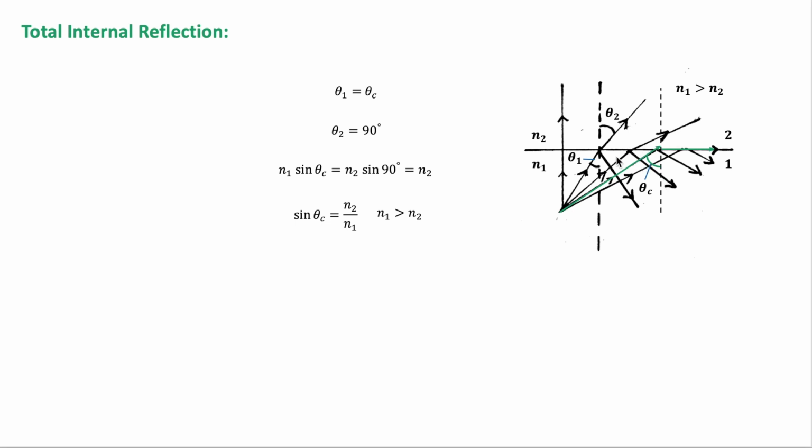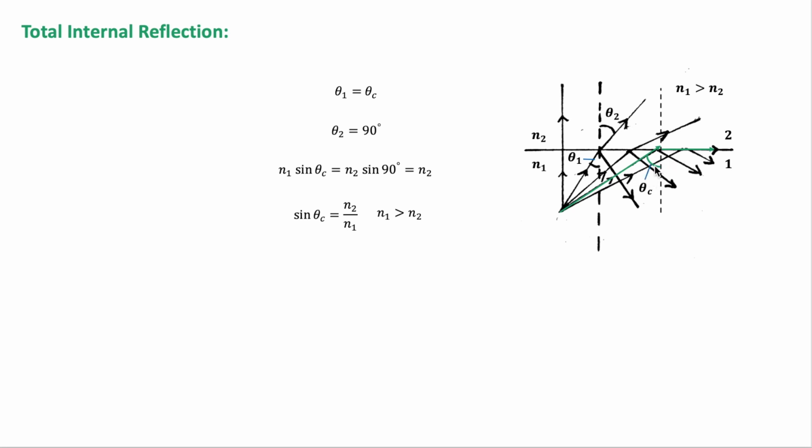And the refracted rays are deviated away from the normal because N1 is greater than N2, as we have seen in the previous section. But at a certain angle of incidence, known as the critical angle theta c, the refracted ray is parallel to the boundary. The refracted ray here is parallel to the boundary, and the angle of refraction is 90 degrees. Okay?